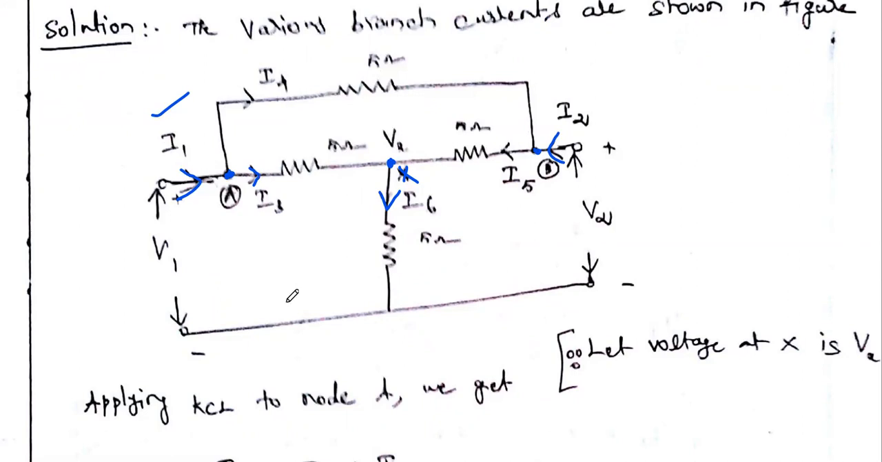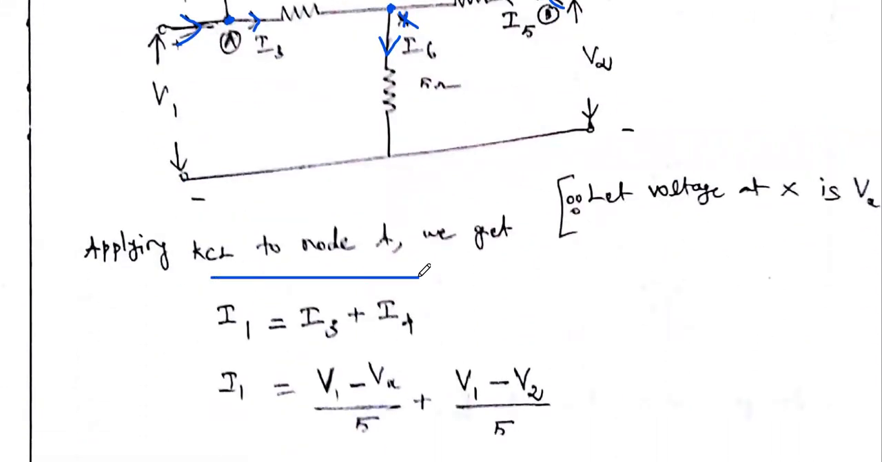In this circuit there are 3 nodes, whereas in the previous problem there were only 2 nodes. There, we could write the KCL equation for the 2 nodes and directly obtain the I1 and I2 equations in terms of V1 and V2. But here there are 3 nodes, so for each node we have to write the KCL equation. First we apply KCL to node A.